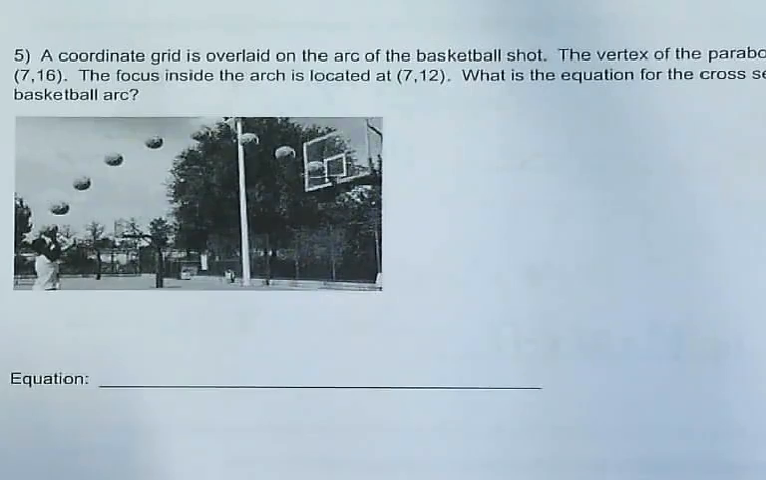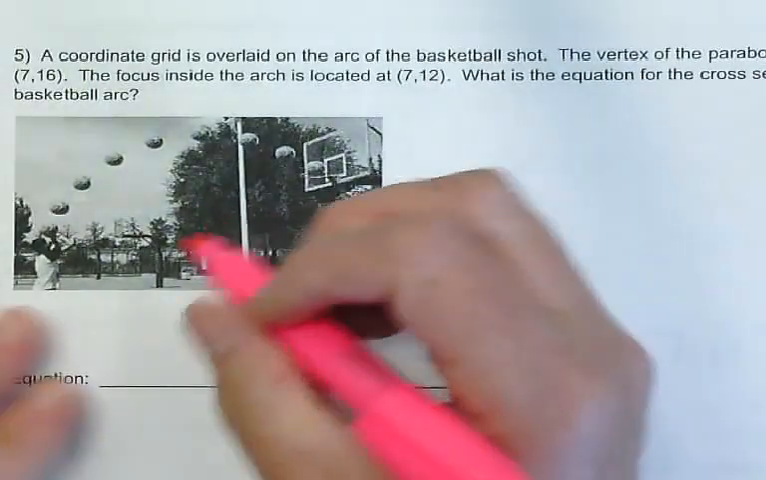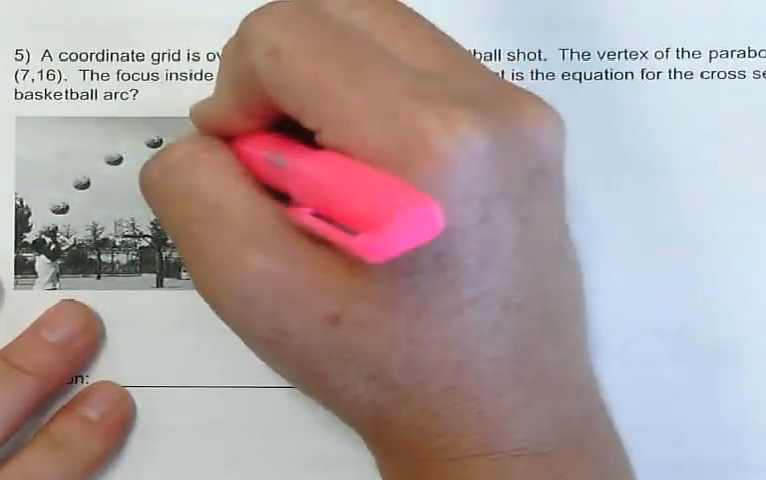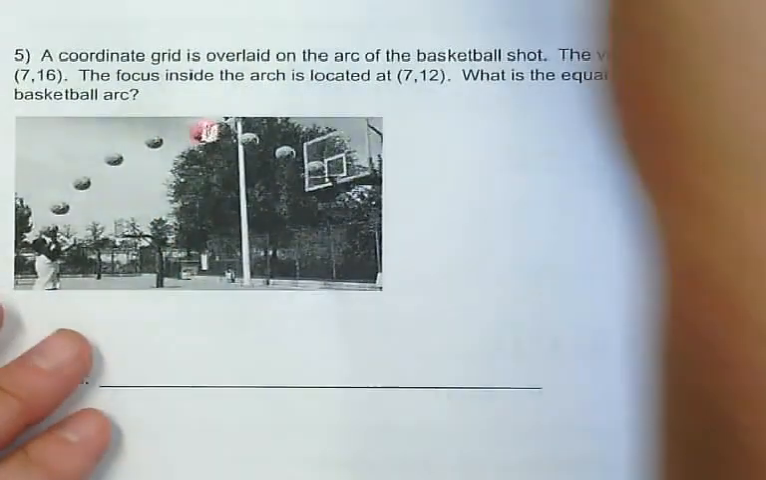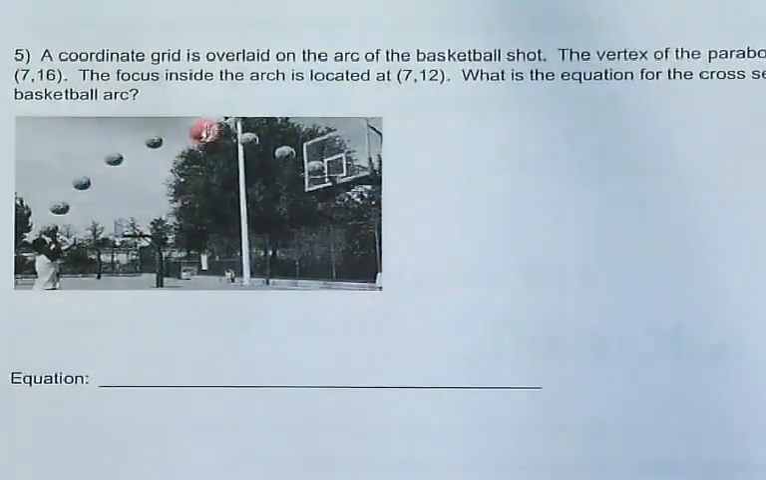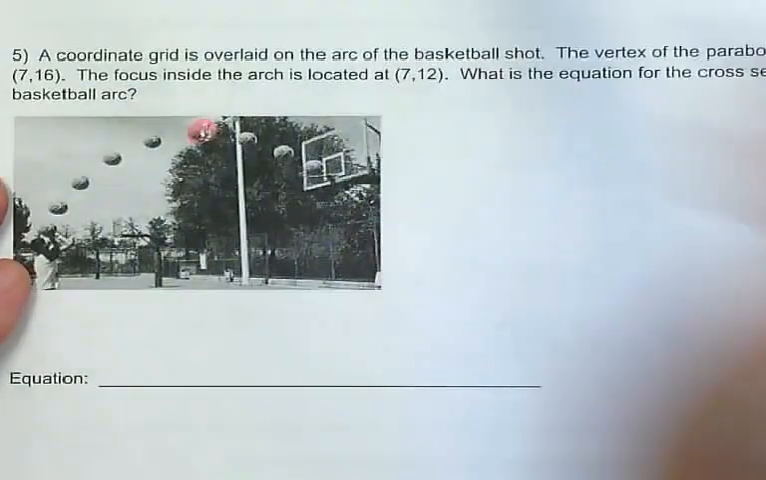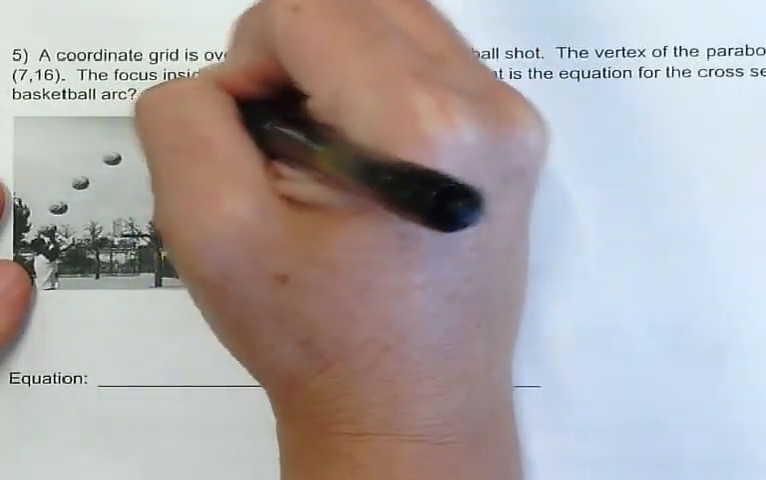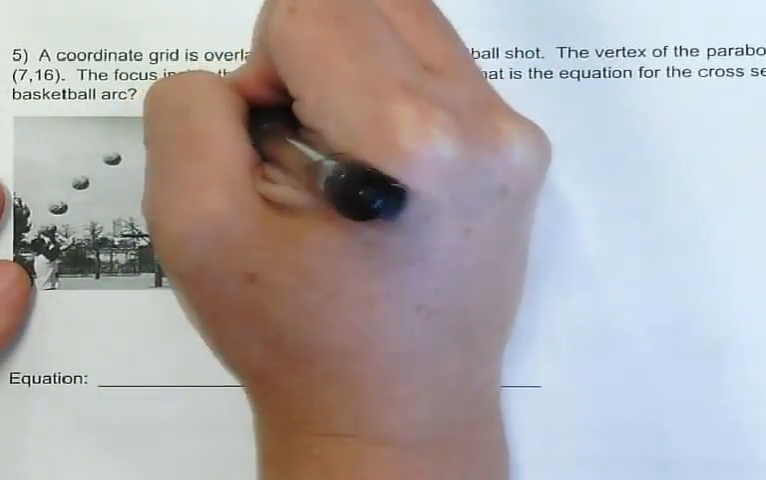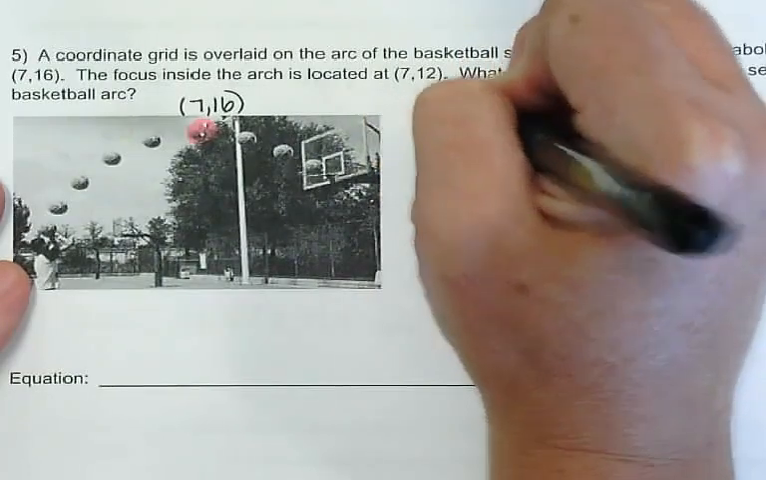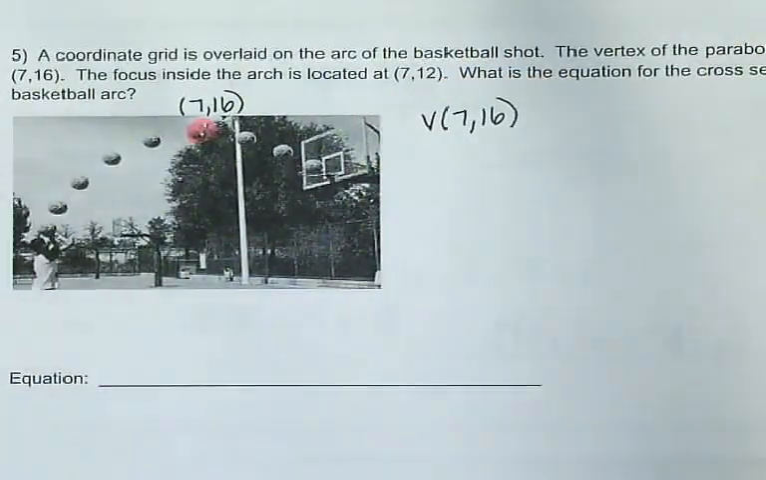So if you look at your graph, I know it's a little hard to see, right here would be the highest point of the ball, which is going to be at (7, 16). So my vertex is at (7, 16).